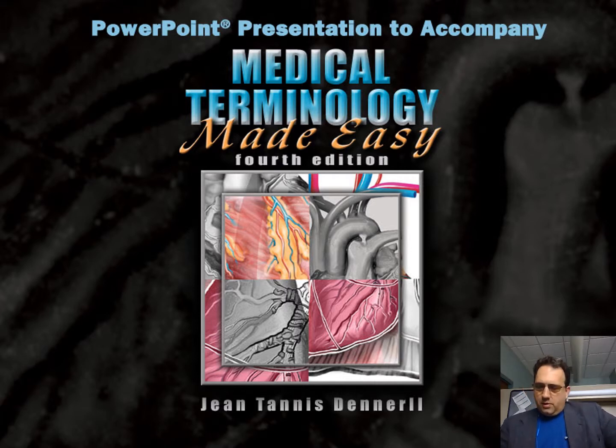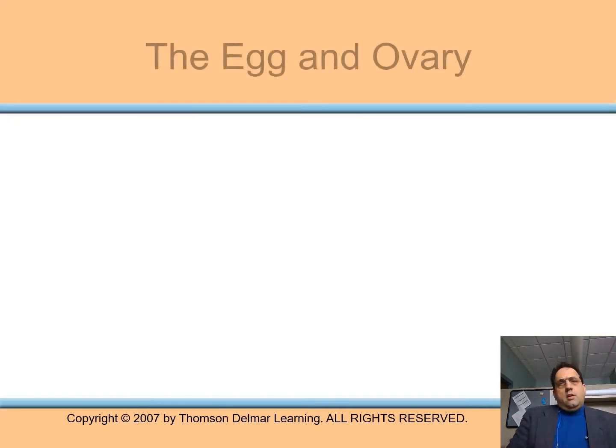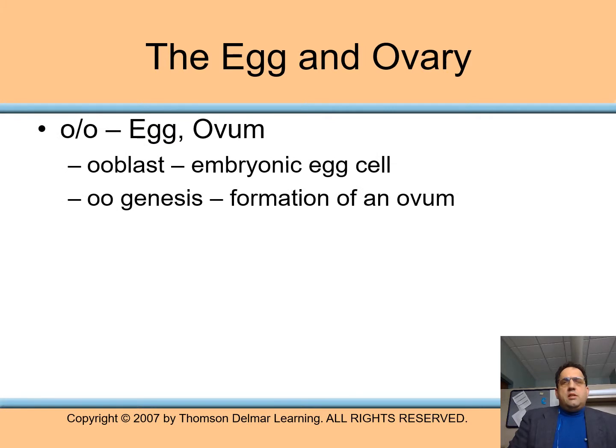Okay, this slideshow is going to be about obstetrics, gynecology, female reproductive system, and neonatology. In medical terminology, first of all, we will look at the egg and ovary. The technical word for the egg is the ovum, so we will use a double O, which is actually pronounced like a long O. So oblast would be the embryonic egg cell, and oogenesis is the formation of an egg cell. And since the ovary is the thing that produces the egg, we use the term oophoro.